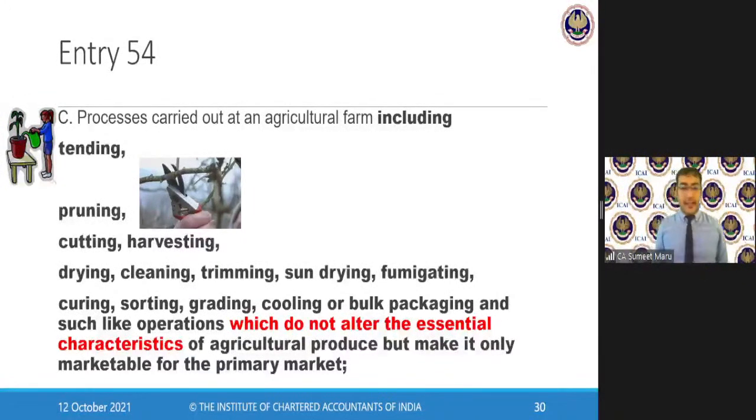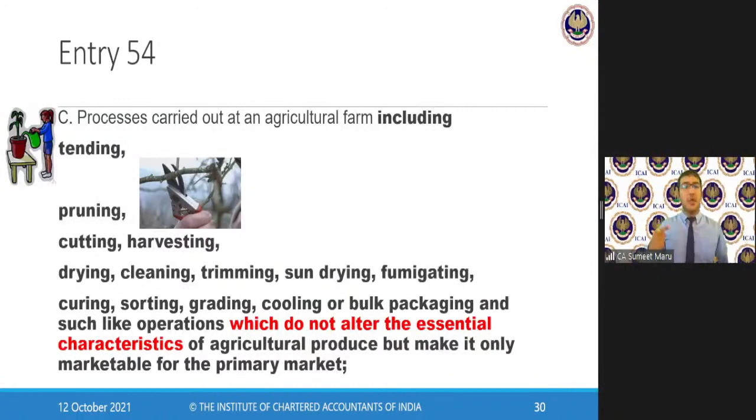And then cutting, harvesting, drying, cleaning, trimming, sun drying, fumigation, curing, sorting. These are all simple terms which you know. Grading, classifying into different grades, cooling them, or bulk packaging in sacks and such like operations, which should not alter the essential characteristics of the product.